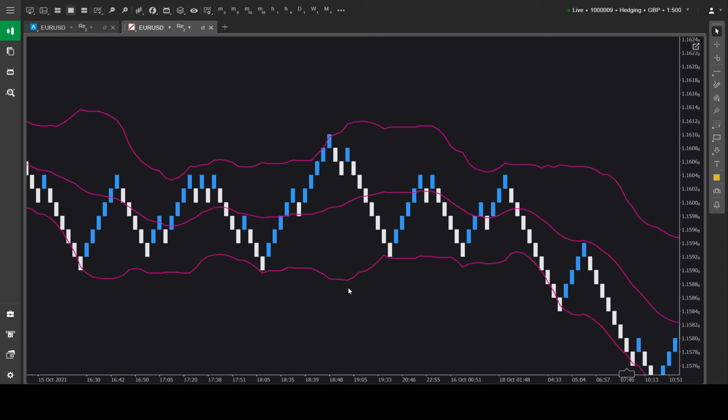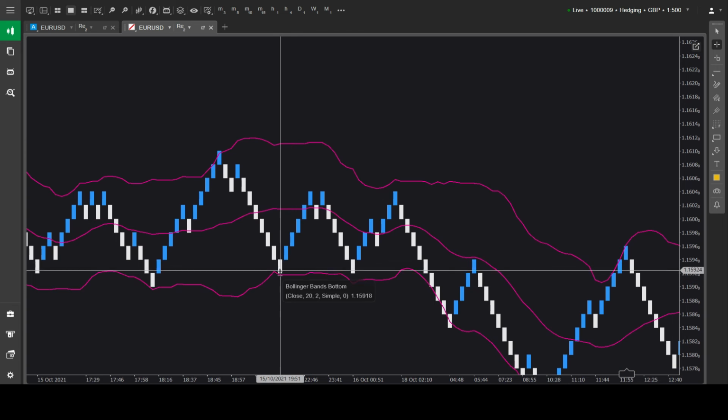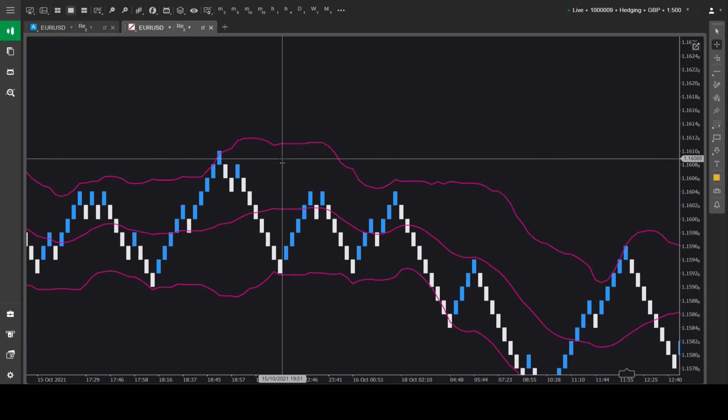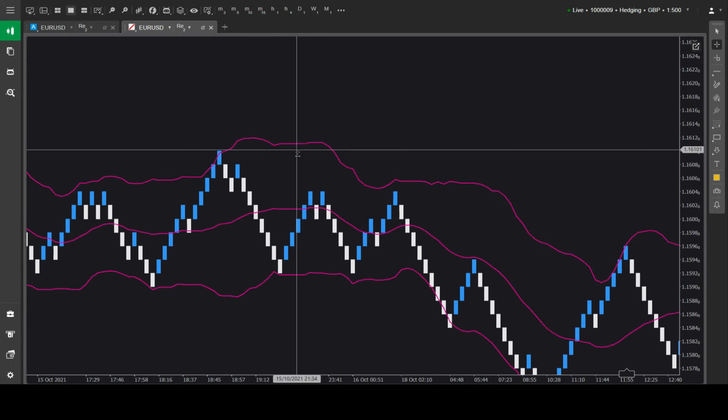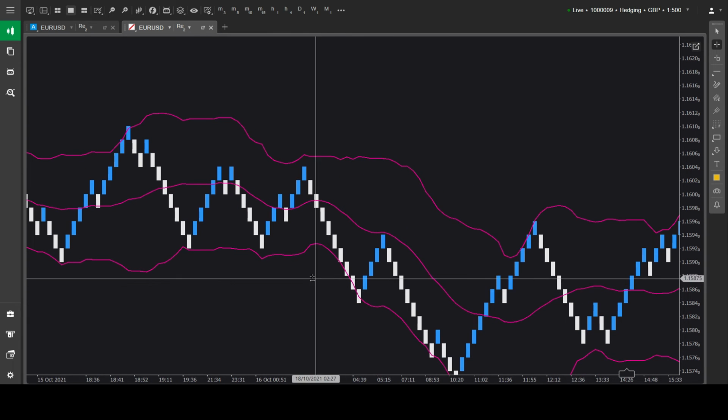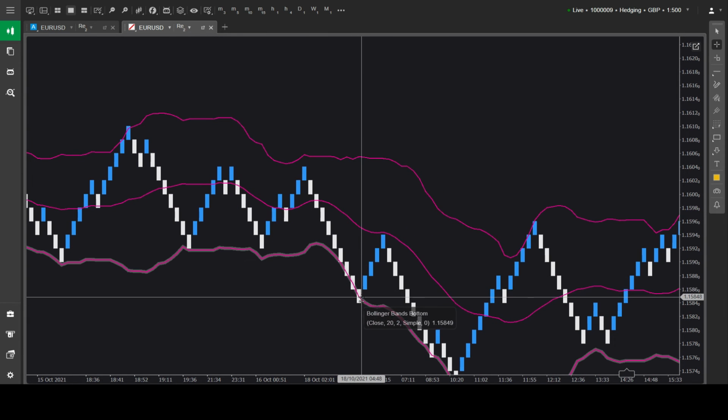Doesn't quite touch there. Touches the top. Reverses, but this side is still pointing down. So we wouldn't trade this one, which is a shame. Similarly here, touches. Hasn't actually turned in yet. No trade.